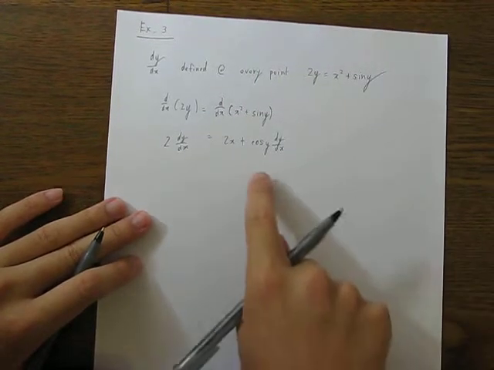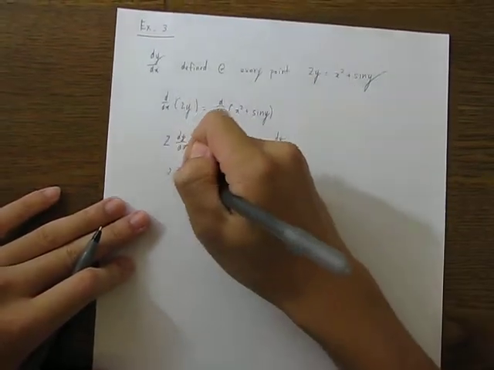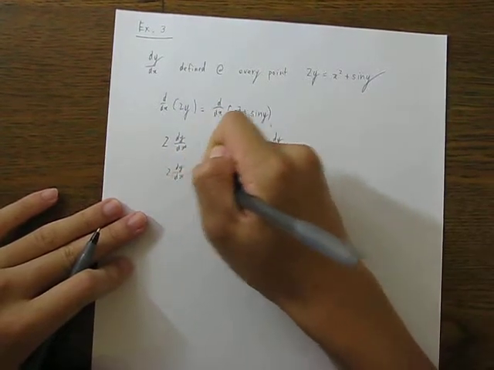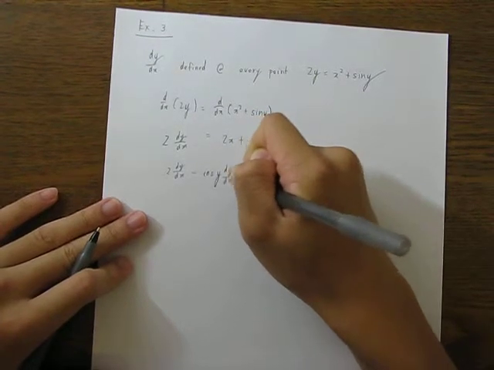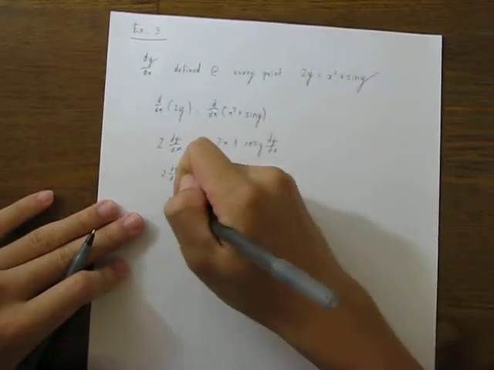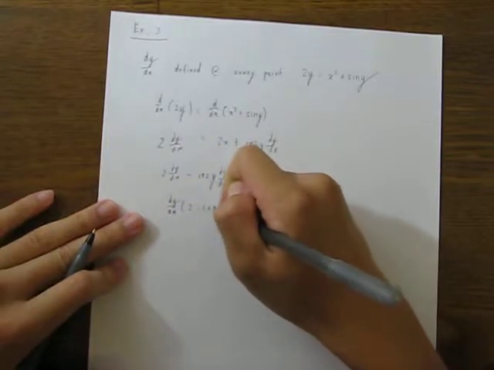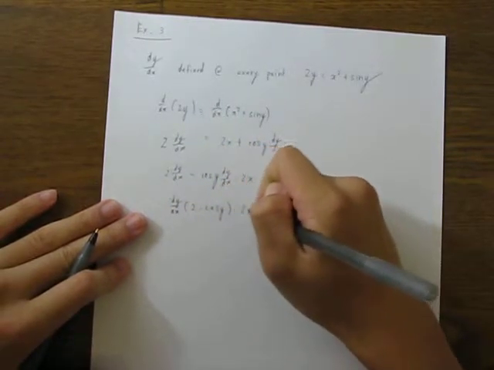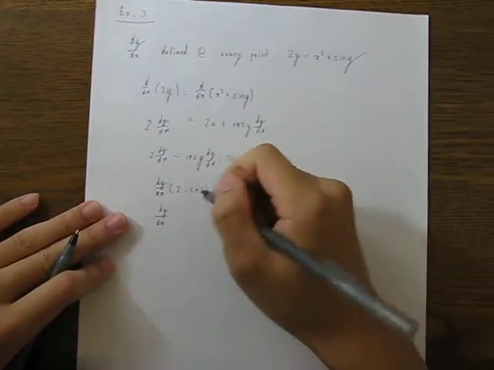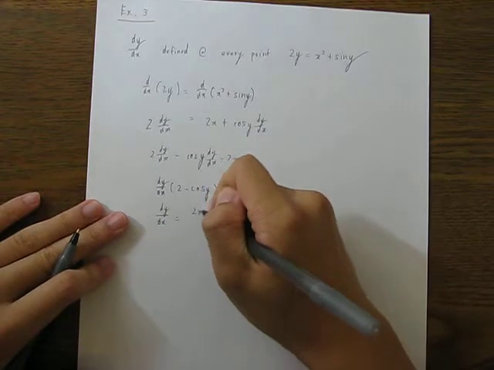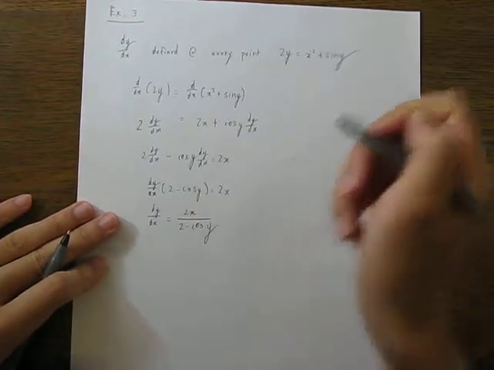What you have to do right now is get dy/dx to one side, so you're going to subtract. So 2 dy/dx minus cosine y dy/dx equals 2x. You factor out dy/dx, and then you end up with dy/dx times (2 minus cosine y) equals 2x. Now it's very straightforward. You divide by 2 minus cosine y on both sides. So now you get 2x divided by 2 minus cosine y.